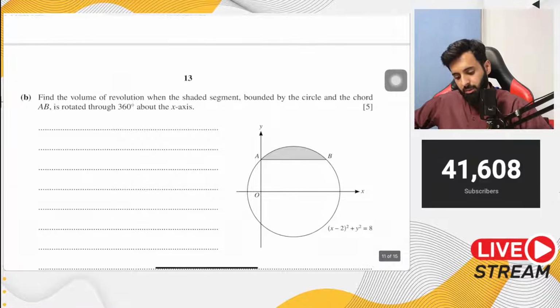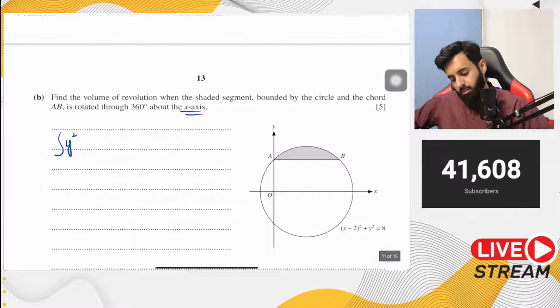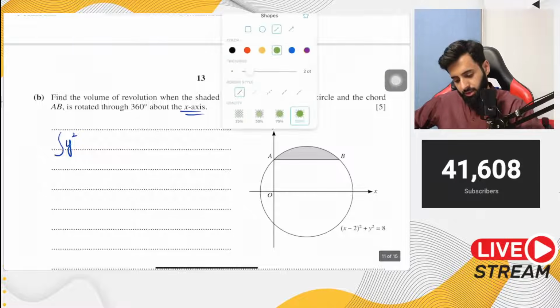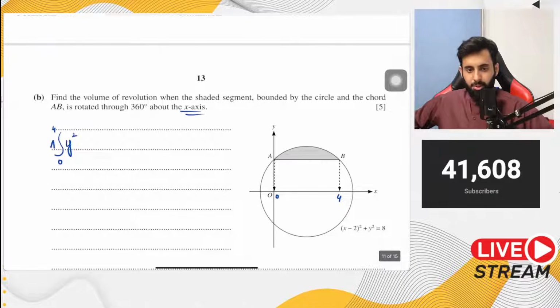So what are we looking at? We're looking at the x-axis. So immediately what you need to do is integral of y square within the limits. If you can find the limits, well, in fact, we've already found the limits. We know that the x coordinate of B is 4, and clearly the x coordinate of A is 0. So let's write down the limits as well, and multiply it by pi.